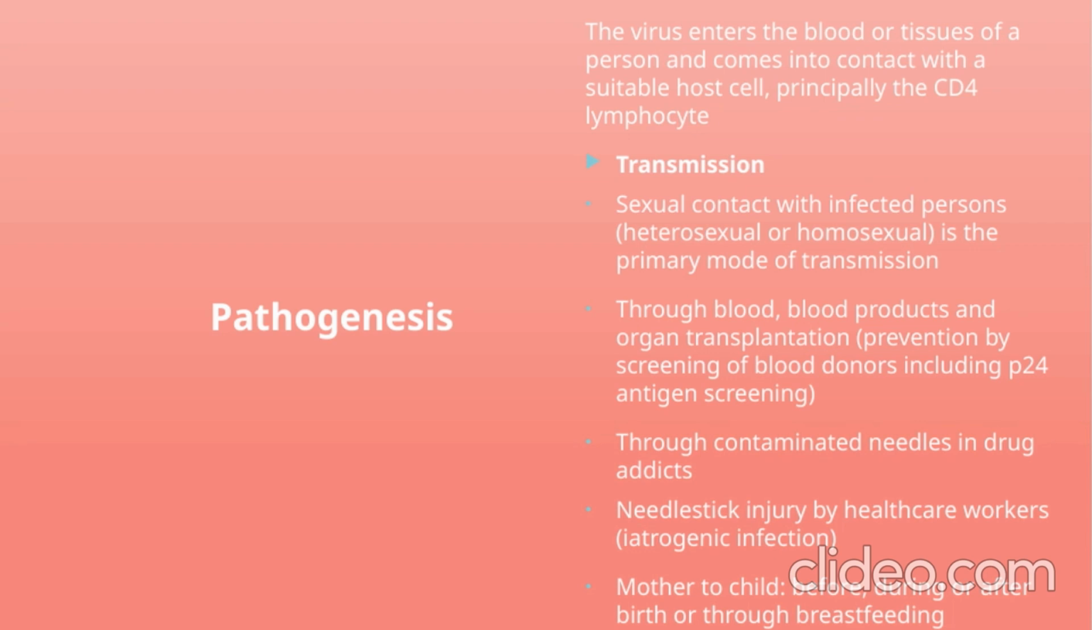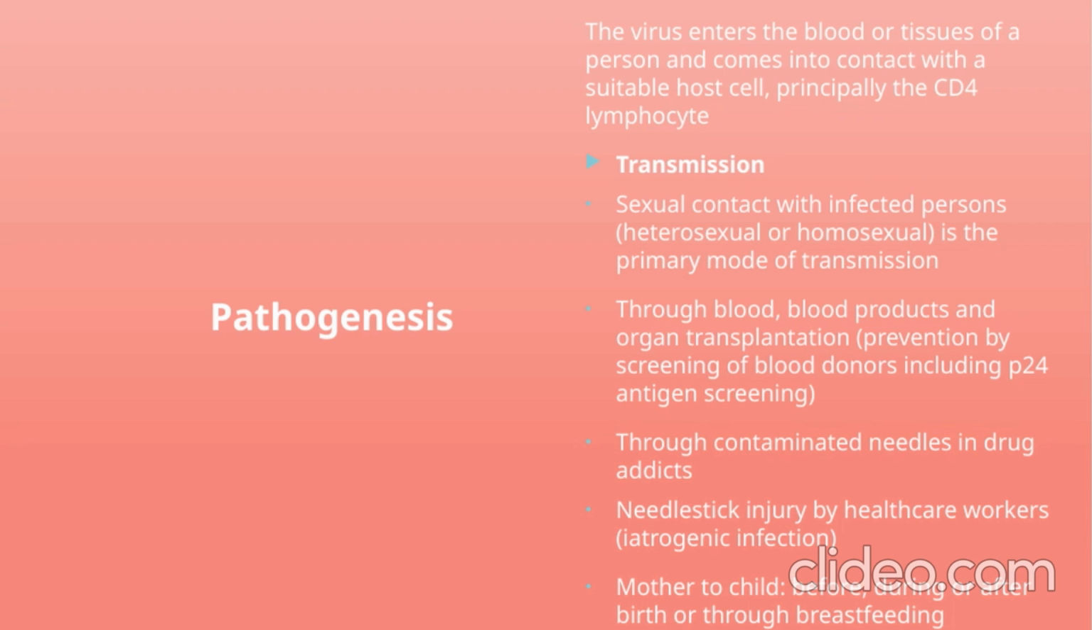The virus can also be transmitted through blood and blood products, such as during transfusions or through organ transplantation. That's why screening blood donors, including testing for the P24 antigen, is so vital to prevent new infections. Needle sharing among drug addicts is another significant route, emphasizing the importance of harm reduction strategies. Healthcare workers are at risk too. Needle stick injuries can cause iatrogenic infections, which reminds us of the importance of proper safety protocols.